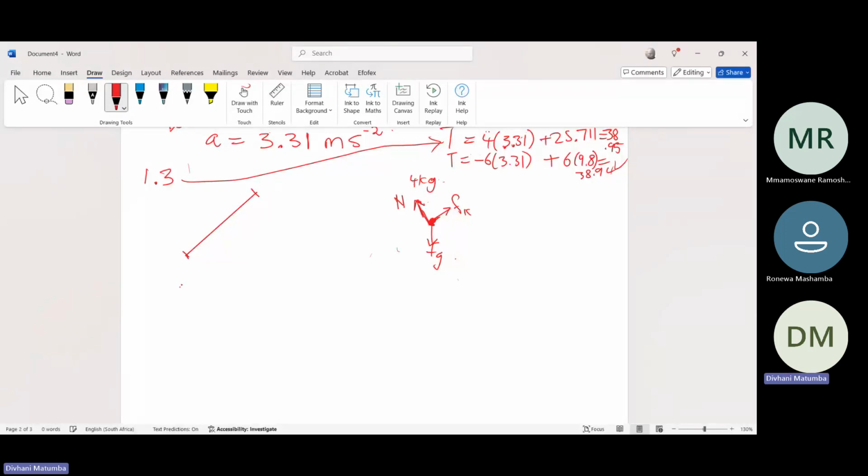Now, we have to choose our directions. I'm going to choose downwards, and that direction is positive. Okay, so when I resolve, let me write it properly. This is 30 degrees, by the way. If I'm resolving in this direction, what is it that I'm gonna have?